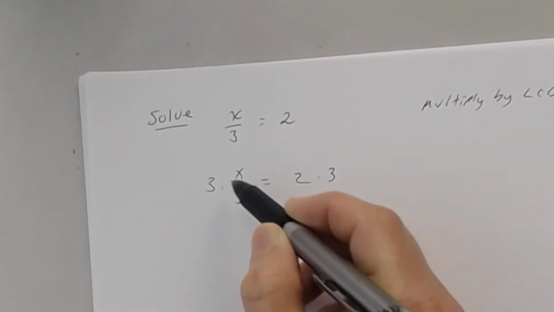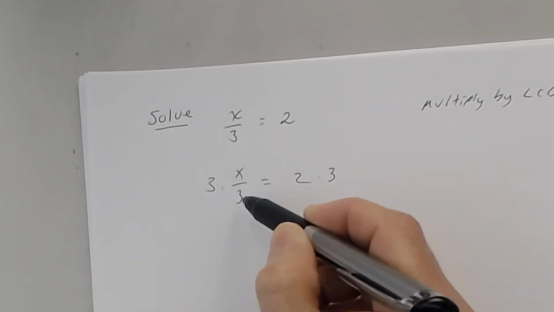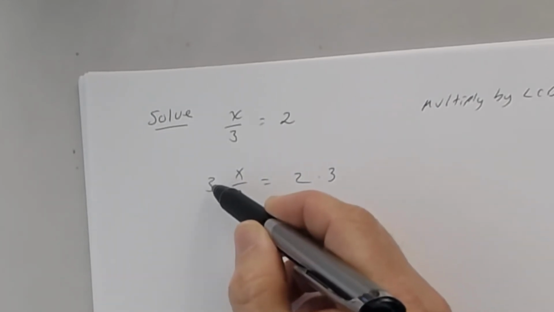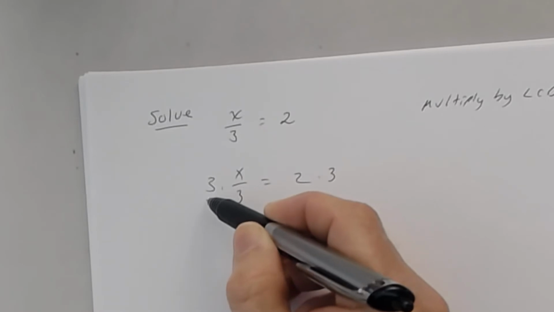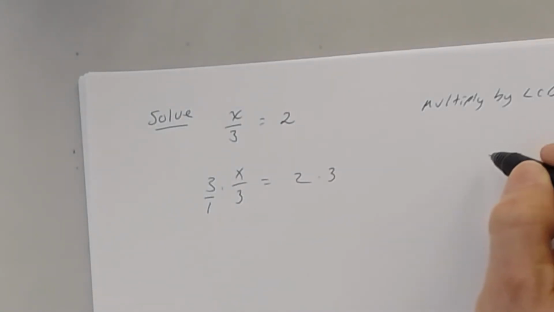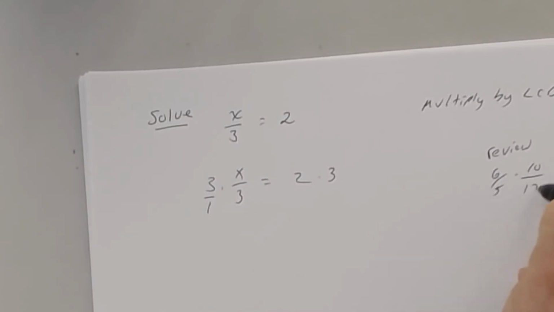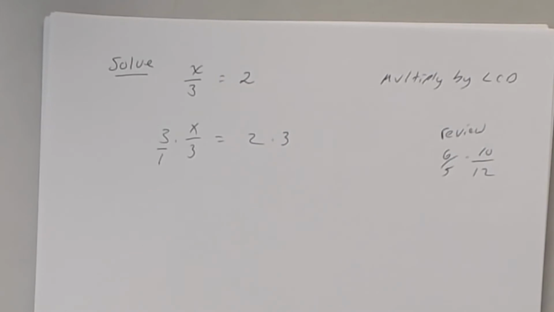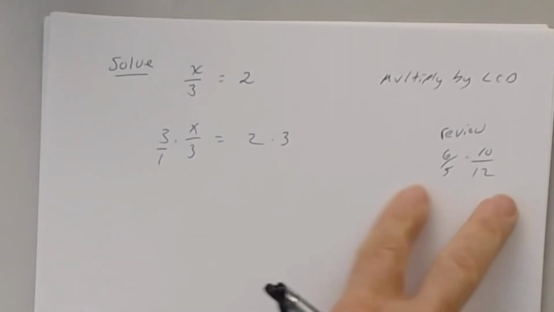All right. Now, you've got to simplify this side, though. Now, remember, this 3 right here is really 3 over what? 1. All right. I'm going to remind you about something from a previous course. If I have, let's say, 6 fifths times 10 twelfths, and in a previous course you were multiplying these fractions, before you multiply these fractions, what did you usually do first?